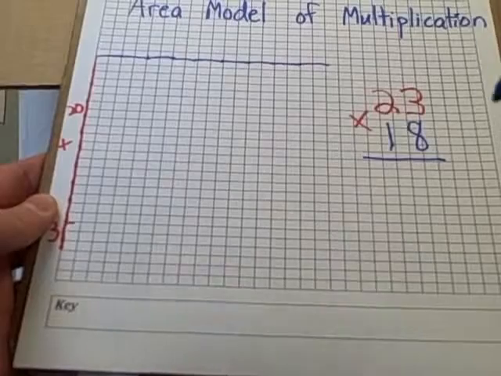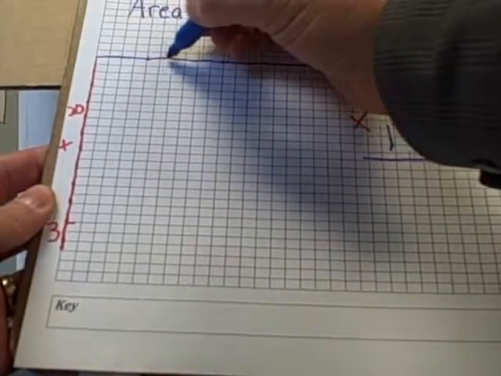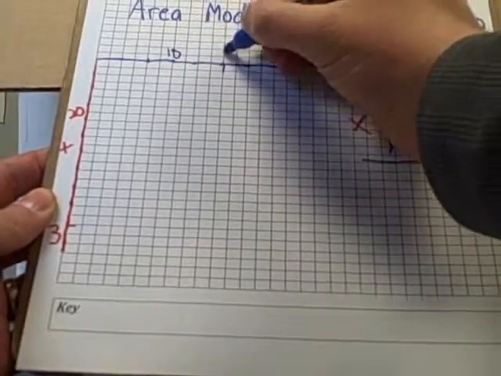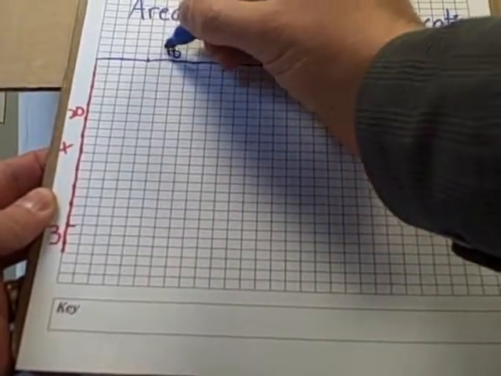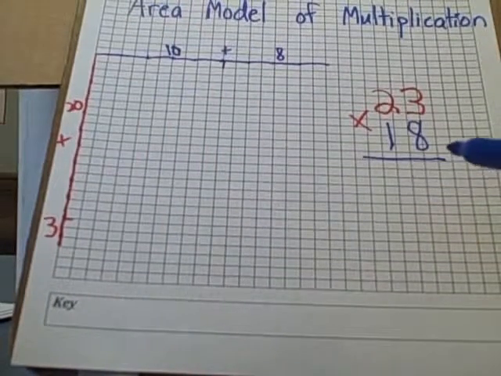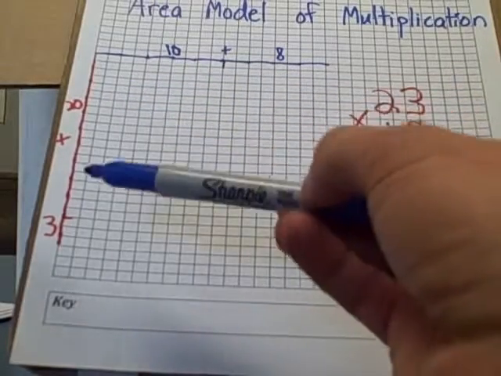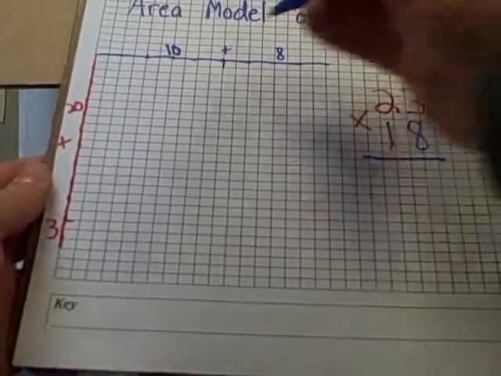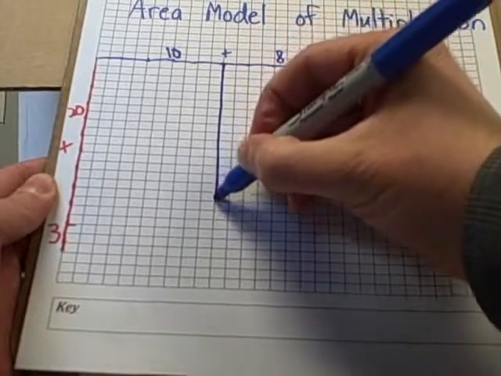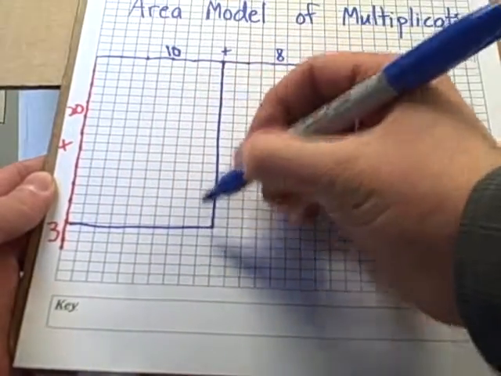Okay, and I'm going to look at 18 as if it's really 10 plus 8, because that's really what 18 is. It's 10 plus 8. And that's really what 23 is, 20 plus 3. Okay, so now I'm going to create my rectangles, which is how you make your area.